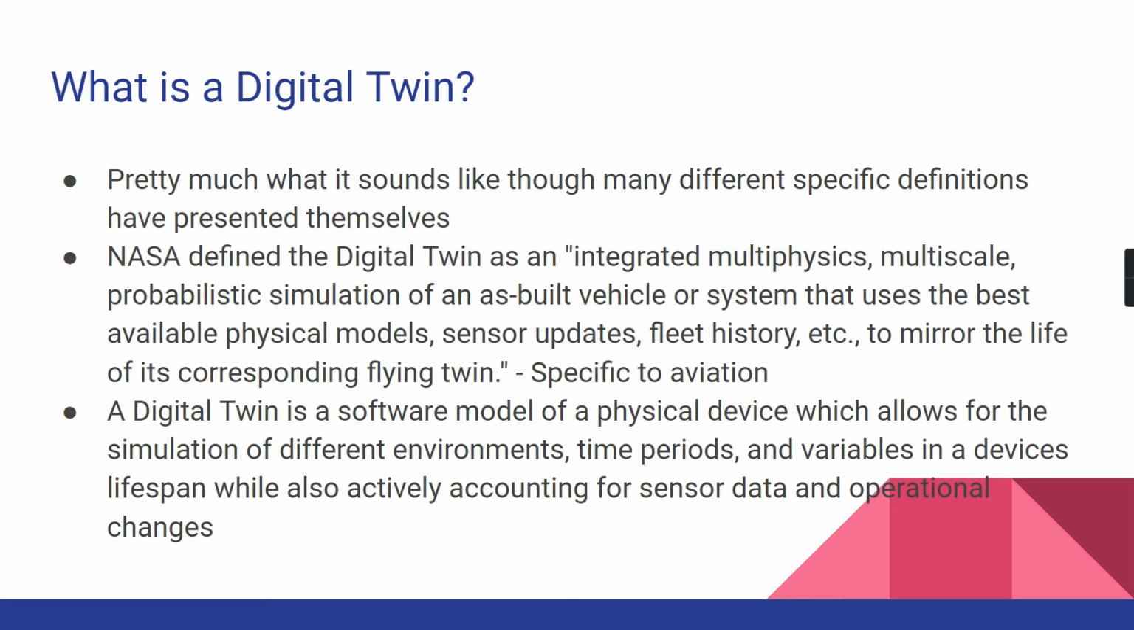So, what is a digital twin still? It's pretty much what it sounds like, though NASA defined the digital twin as an integrated multiphysics, multi-scale, probabilistic simulation of an as-built vehicle or system that uses the best physical models, sensor updates, fleet history, etc. to mirror the life of its corresponding flying twin. That's a really complex description, but it's still a good description of a digital twin, and it was the first one actually used in this context, so that's a good definition to go by still. But that one is also specific to aviation. So a digital twin is a software model of a physical device which allows for the simulation of different environments, time periods, and variables in a device's lifespan, which also actively accounts for sensor data and operational changes.